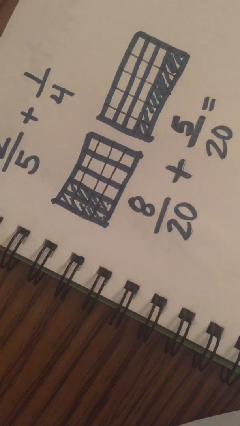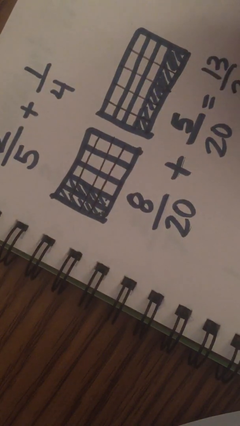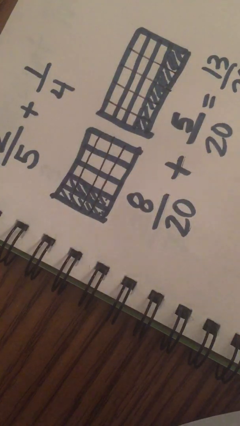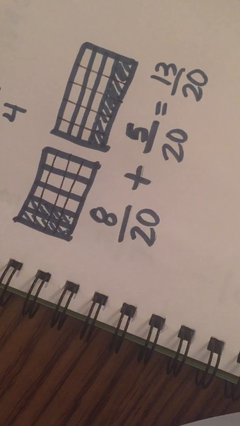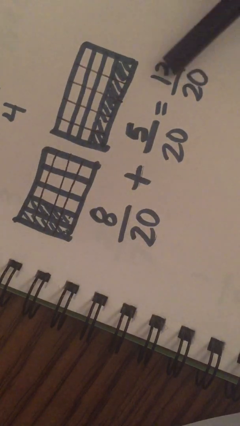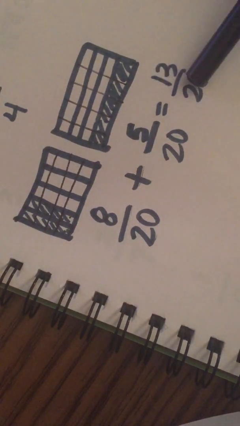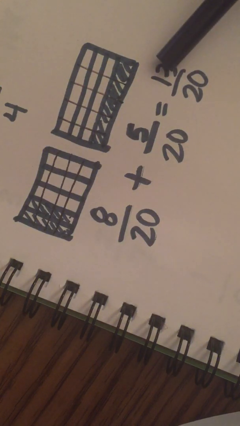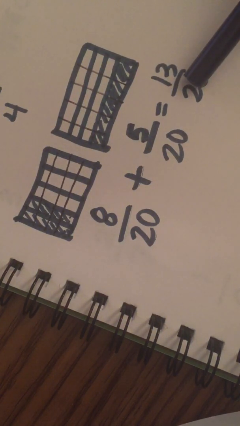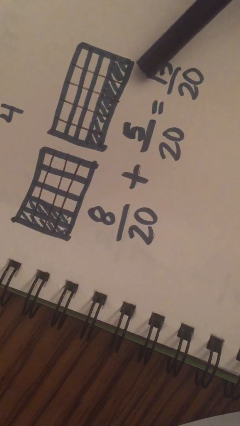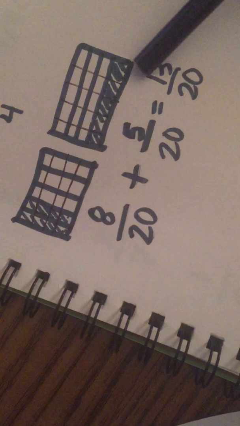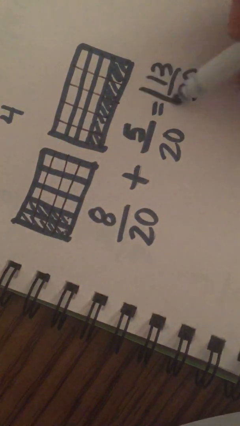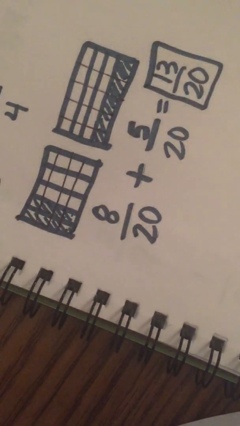8/20ths plus 5/20ths is 13/20ths. Hopefully you can see that. 13/20ths. So I can ask myself, can I simplify this? Is there a number I can divide both 13 and 20 by evenly? Well, nothing. There's no number I can divide both of these by evenly. So this is the final answer.